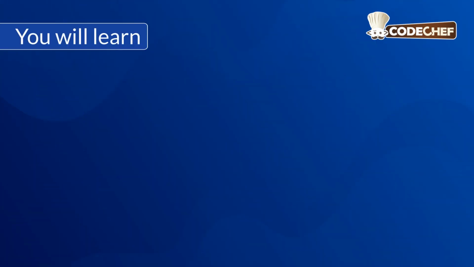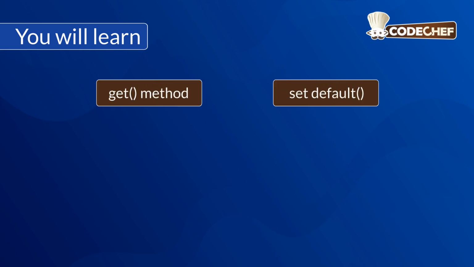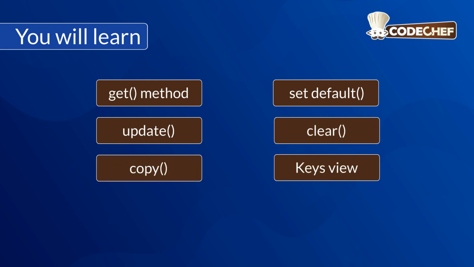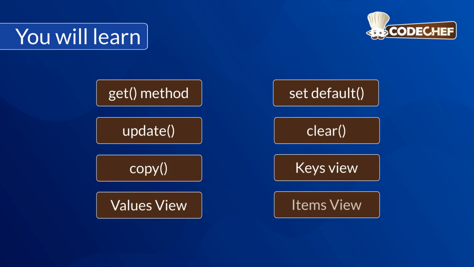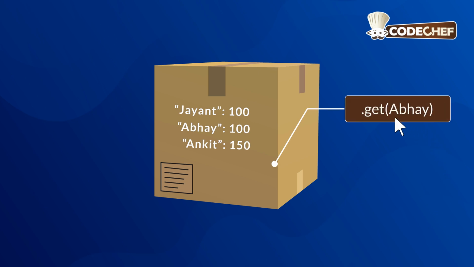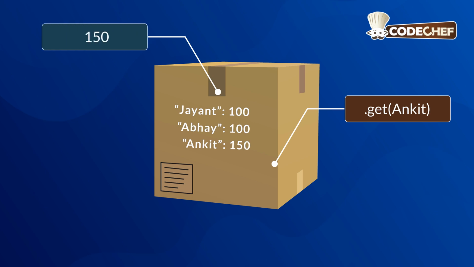In this tutorial, you will learn the following essential concepts: get method, setdefault, update, clear, copy, keys view, values view, and items view. Dictionary methods are built-in functions that perform specific operations on a dictionary. They are called using dot notation, like my_dict.get. Using these methods helps us perform common tasks without writing a lot of custom code. They're a fundamental part of Python's power, giving us a clean way to interact with our data.